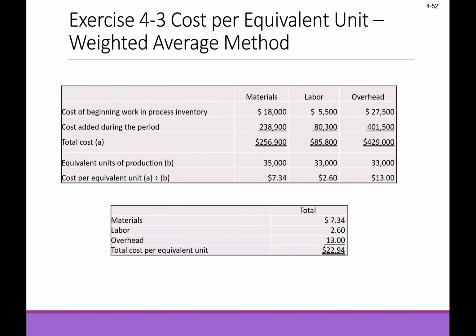So we take the cost at the beginning, add the cost added, you've got the total. If you divide that by the units of production, you've got a cost. Okay. If you add them all together, we should come up with total cost per equivalent unit of $22.94.